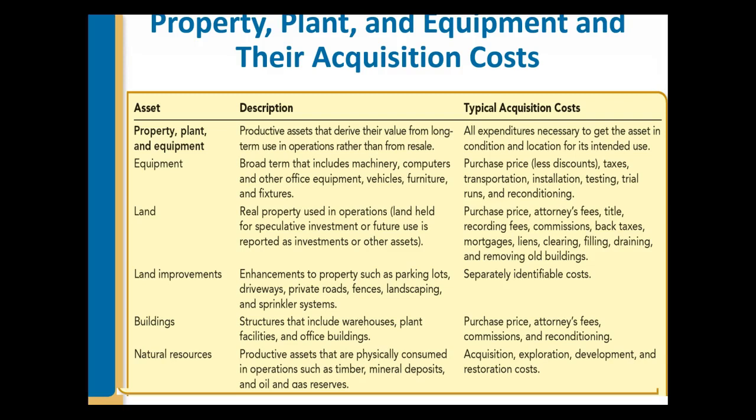Land improvements, enhancements such as parking lots, driveways, private roads and fencing, landscaping, and sprinkler systems, will include any identifiable costs for those improvements. Buildings include not just the purchase price, but attorney fees, commissions, and any reconditioning. And then natural resources include the acquisition, the exploration, development, and any restoration costs.